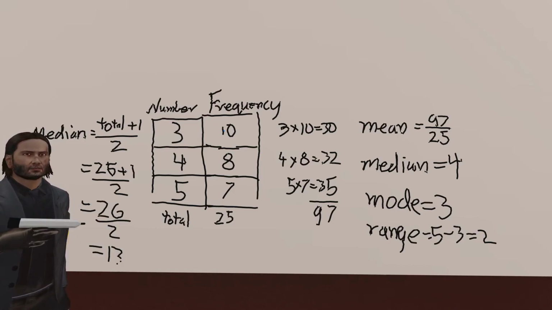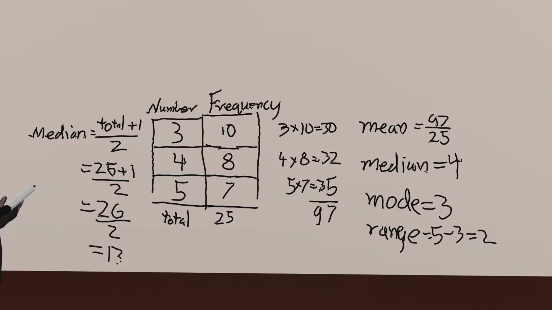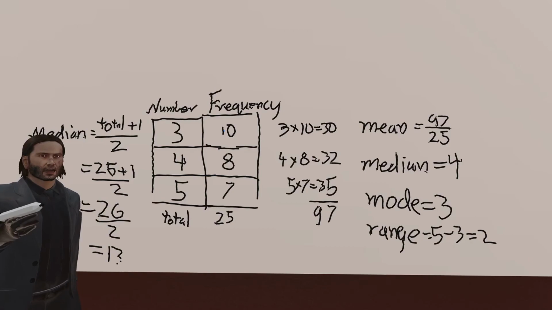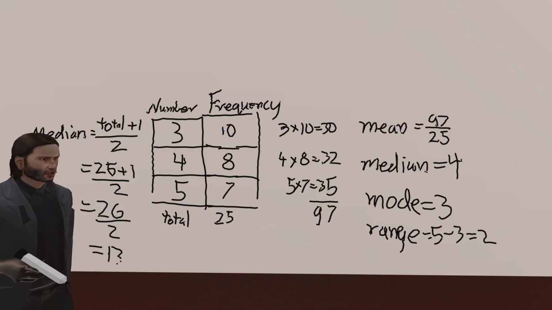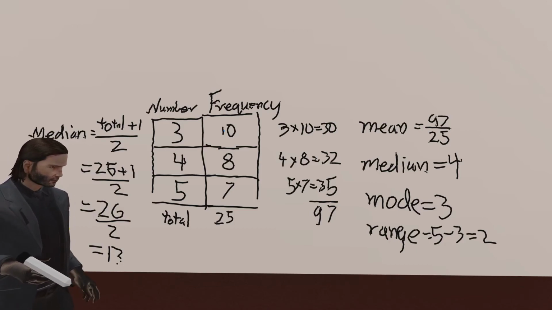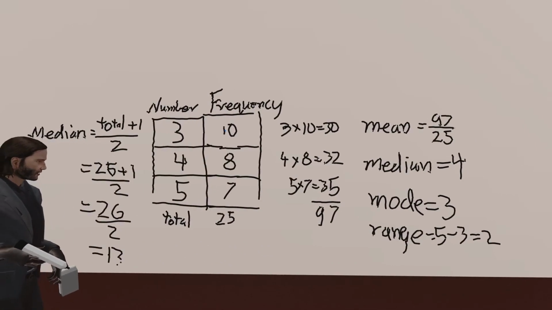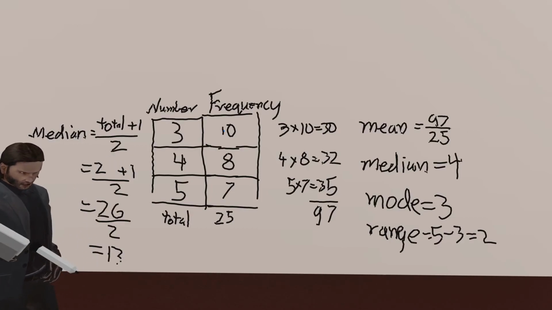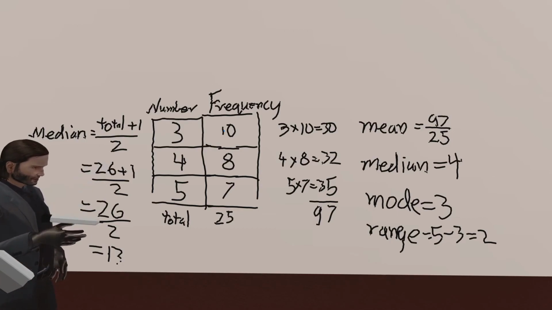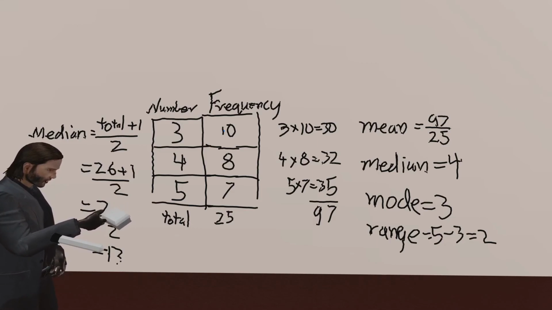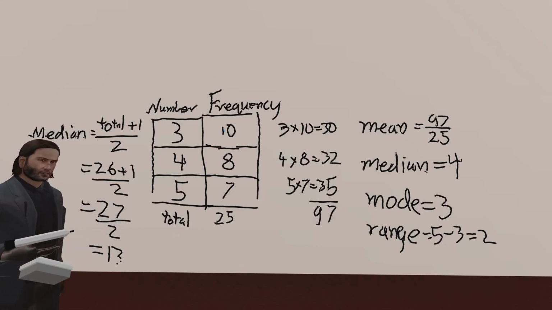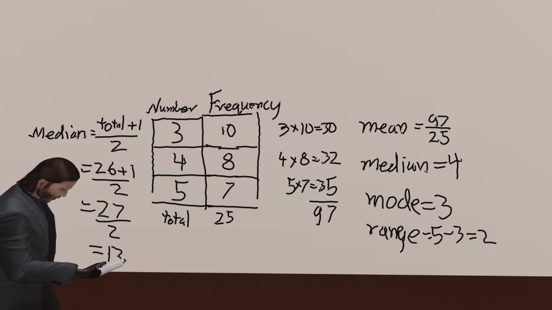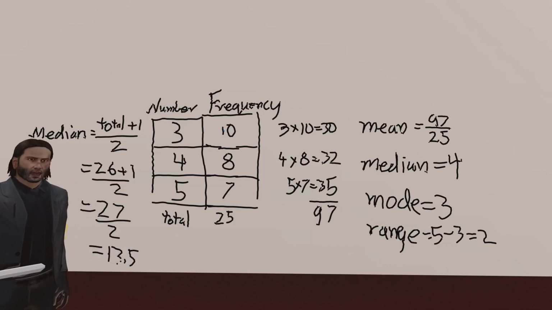Now, one more thing to be careful of is when you're working out the median using this formula. You can see that we had an odd number of data, so we got a whole number at the end. However, in the case that you have an even number, that's going to give you a decimal. So if we change a few things, let's change this to 26. So that's going to mean that this here is 27. Now, 27 divided by 2 is 13.5.